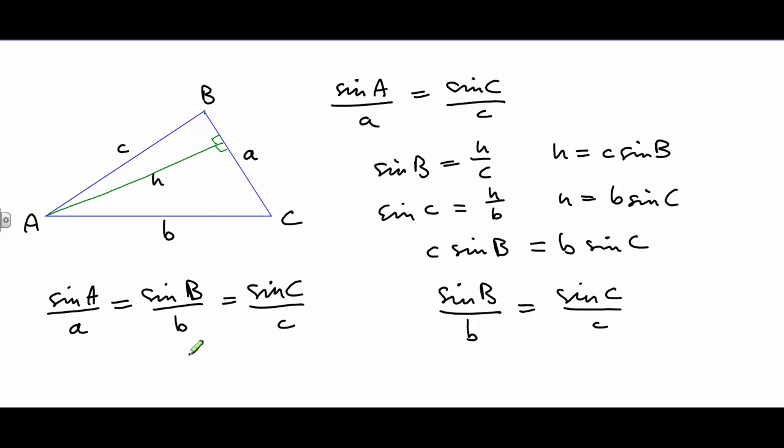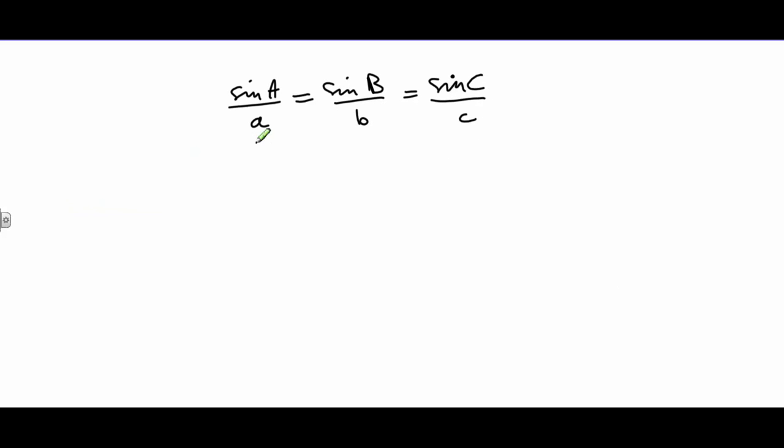Second, sine b over b equals sine c over c. And thirdly, we have sine a over a equals sine c over c. Also, we can turn this equation upside down and write it as a over sine a equals b over sine b equals c over sine c. So the three equations can be written in that form as well.